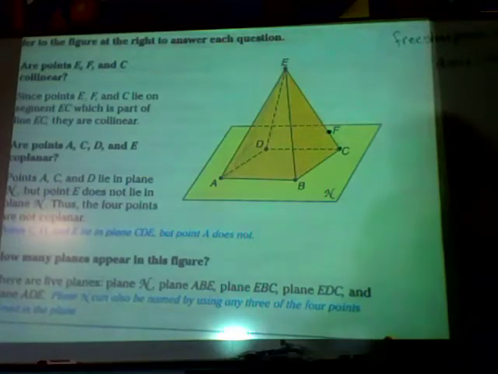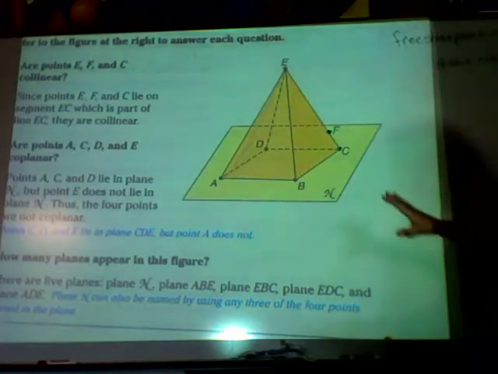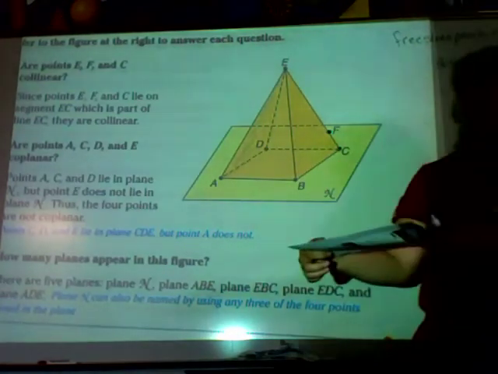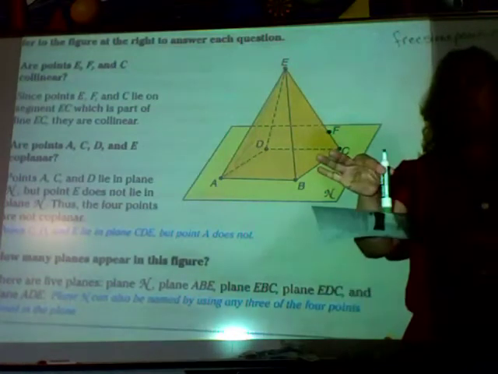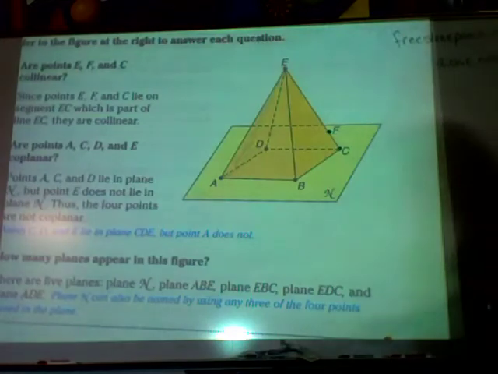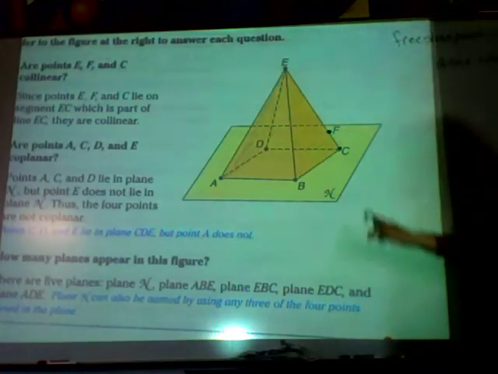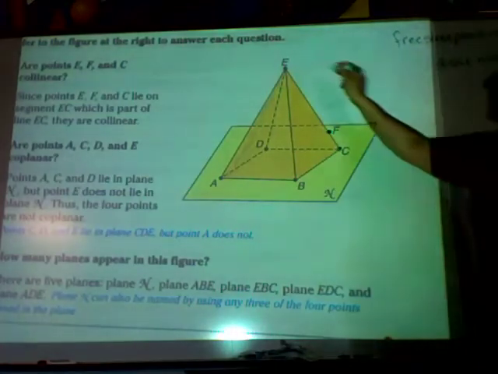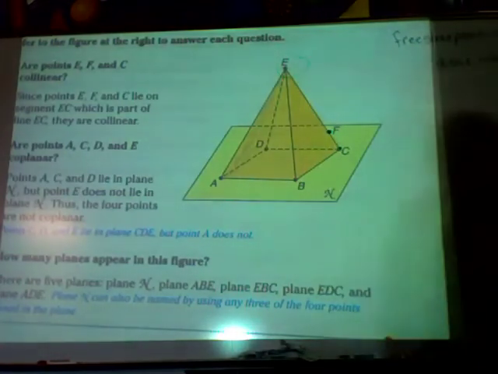Stop. All right, so remember this is your plane right here, so it's like a piece of paper that you've got right here. And then you've got a pyramid coming straight off of that paper, right? Which point definitely is not in plane N? And here's your cursive capital letter N. E definitely, obviously, is not in there, so E is one of your answers.